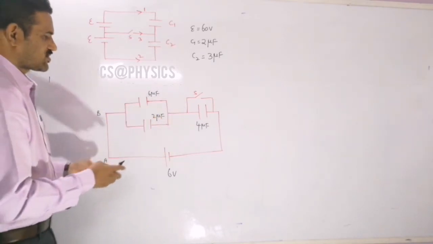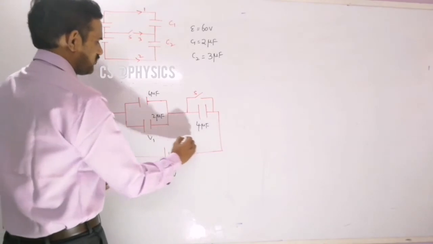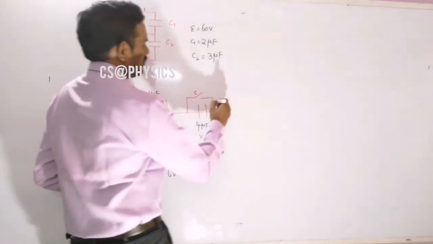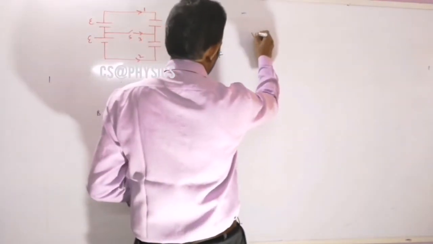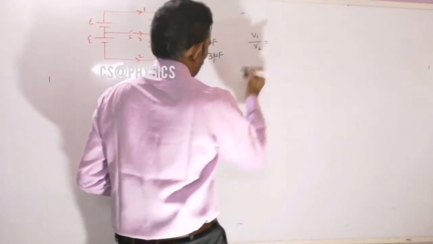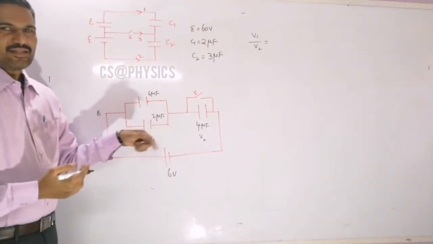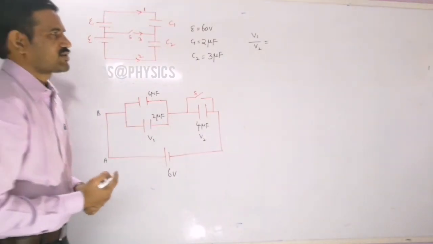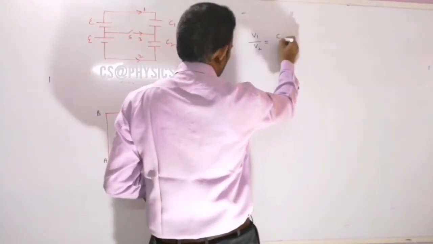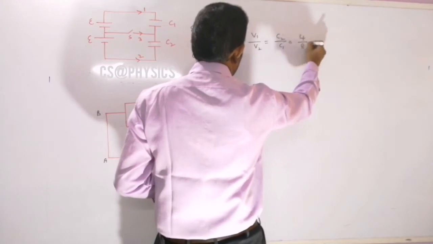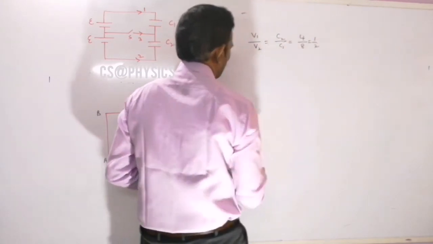So here the potential difference I am taking as, for example, V1, and here the potential difference as V2. Then you can write V1 by V2 is equal to, when the capacitors are in series, their potential difference will be in inverse ratio. Q by C we need to write. So it is C2 by C1 we need to write here. C2 is nothing but 4 and this is 8. So 1 is to 2 you will get.